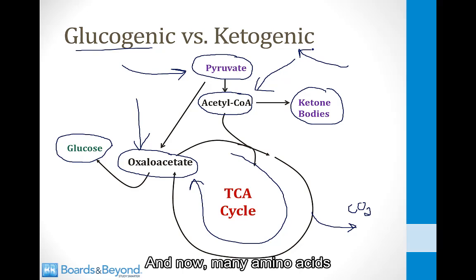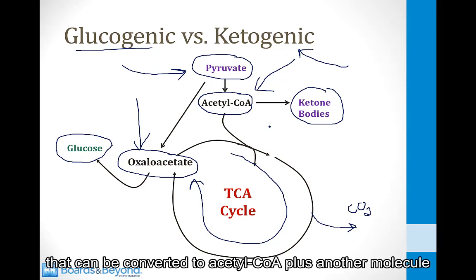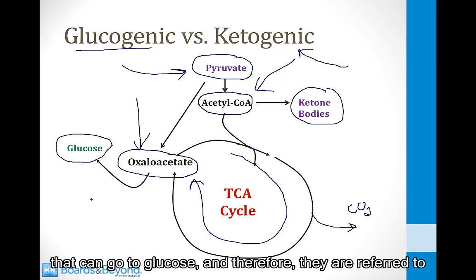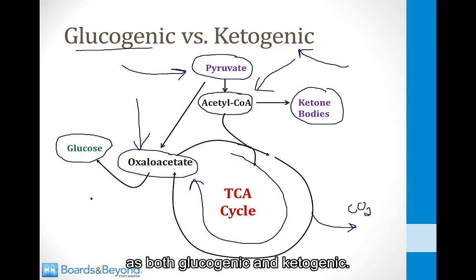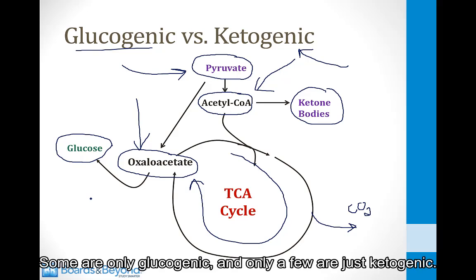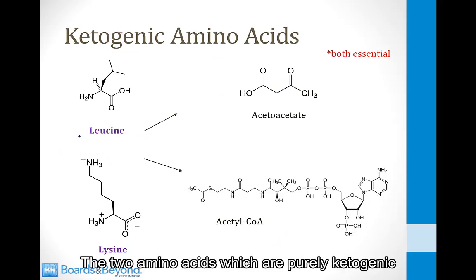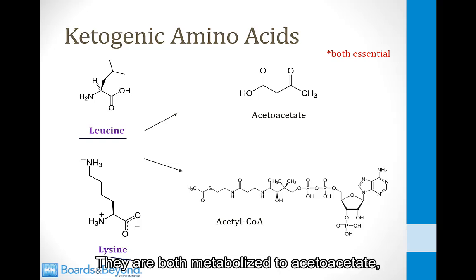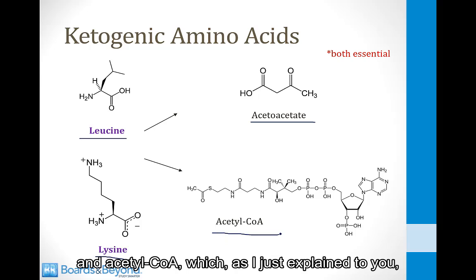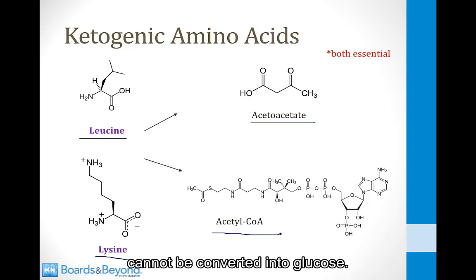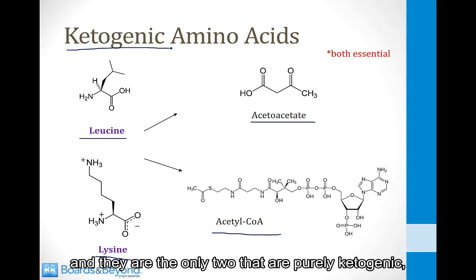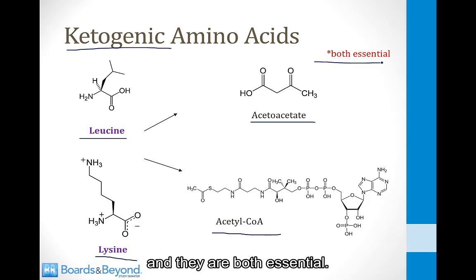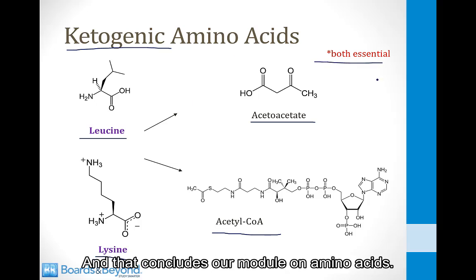And now many amino acids can be converted to acetyl-CoA plus another molecule that can go to glucose, and therefore they are referred to as both glucogenic and ketogenic. Some are only glucogenic and only a few are just ketogenic. The 2 amino acids which are purely ketogenic are leucine and lysine. They are both metabolized to acetoacetate, which is a ketone body, and acetyl-CoA, which, as I just explained to you, cannot be converted into glucose. Therefore, these are referred to as purely ketogenic amino acids, and they are the only 2 that are purely ketogenic, and they are both essential. And that concludes our module on amino acids.